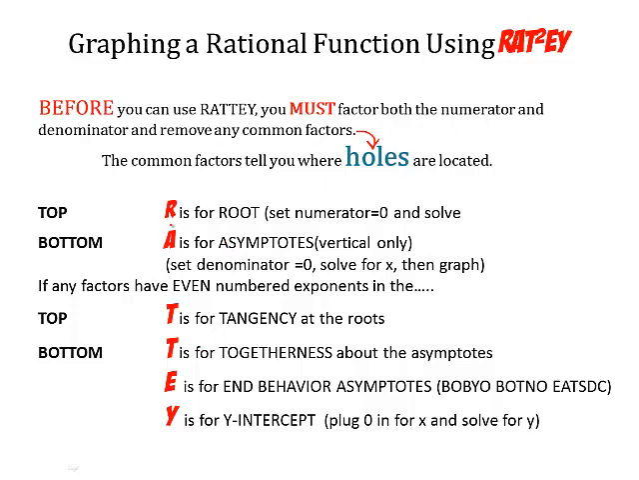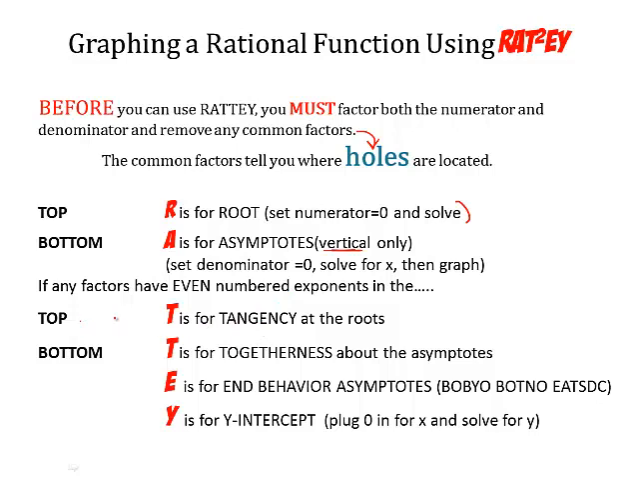Well, what is RADI? R stands for the root. Set the numerator equal to 0 and solve it. A stands for asymptotes. This is just vertical asymptotes. Remember, you set the denominator equal to 0, solve it for x, then we graph it. And then we look at the factors in the numerator and the denominator, okay?